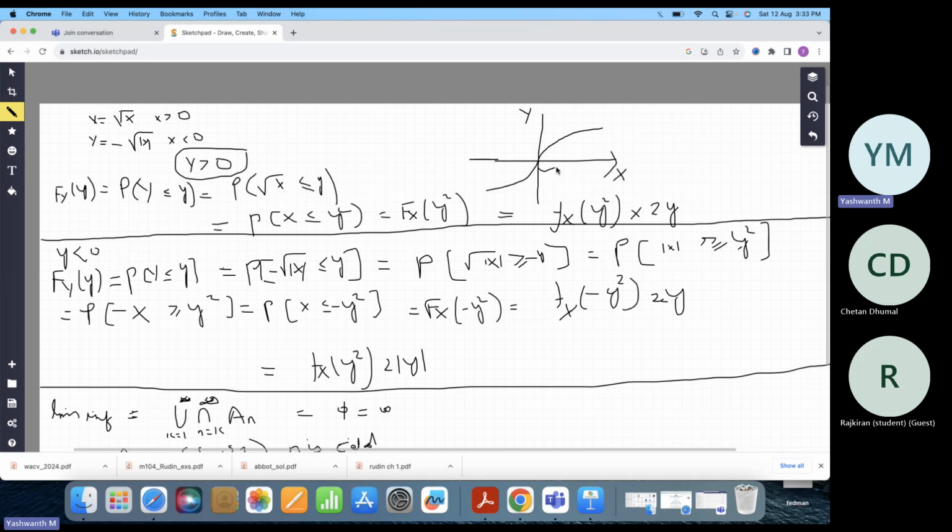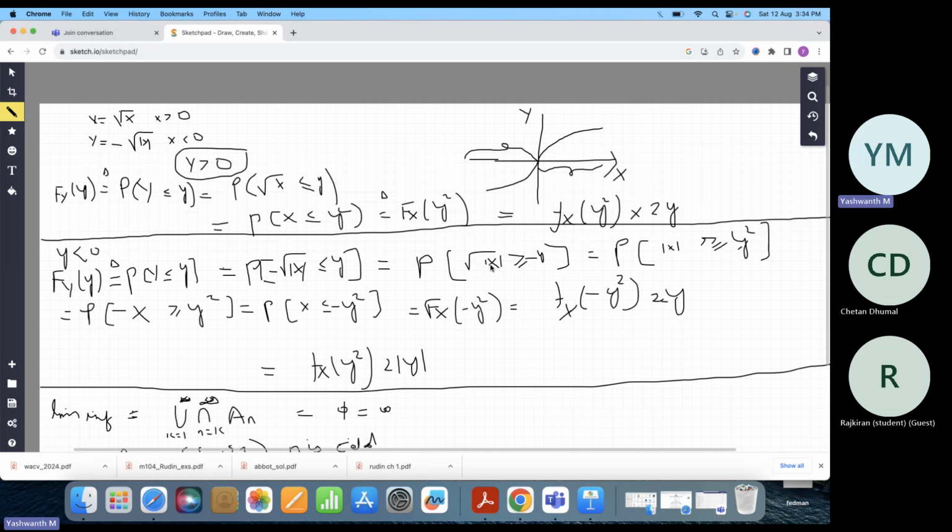This is nothing but x less than y square, and this comes from the definition of CDF. You just differentiate it, you get the density. First part is clear, I hope. Let's go to the next part, when y is less than 0. This comes only when x is negative. So this is again the definition, this is what is given.